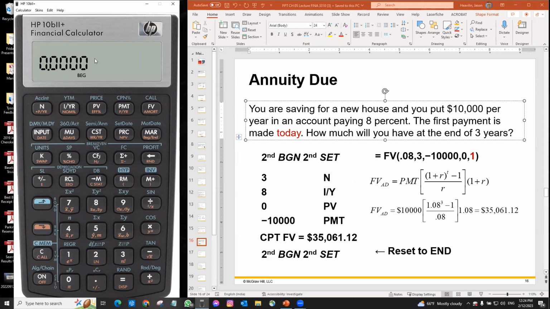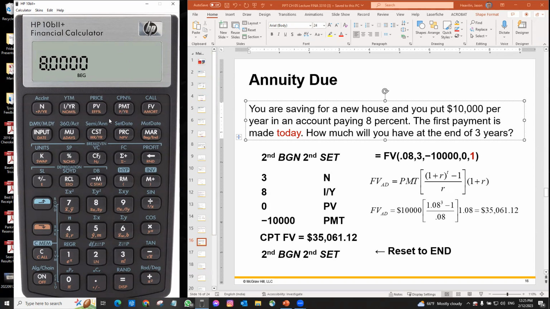And since it's once a year, we have it once a year, they're already set. We can go ahead and put the $10,000. Your payment. And it's negative because it's a cash outflow. It is for 3 years. So 3N, because once a year for 3 years, so 3N. The interest rate is 8%. So we input the 8 in there.